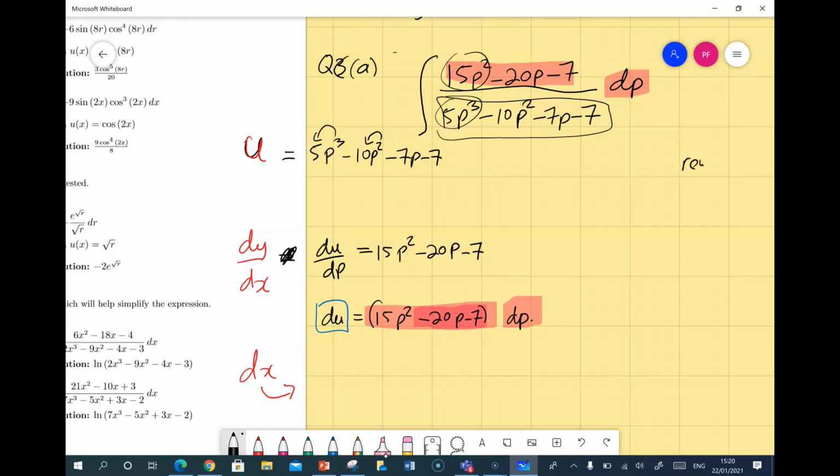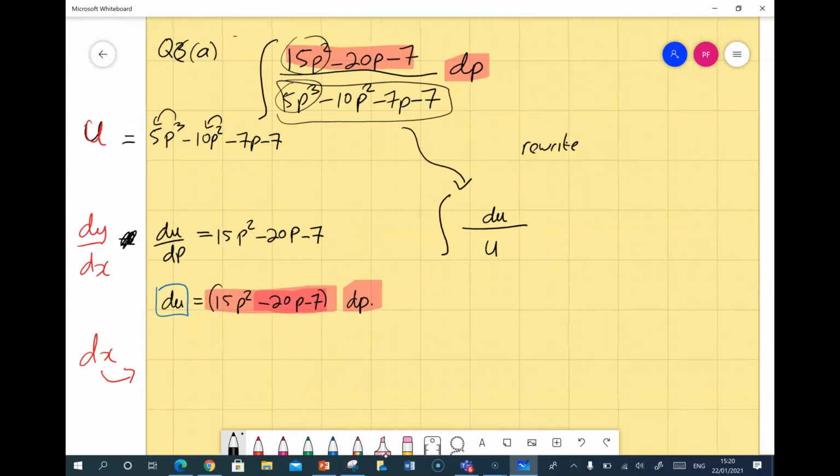So now I do my rewrite. Nothing I need to bring outside this time. So the integral of. So I know my top line is going to be gone, but underneath here I have my u. So the top line is gone. I can replace 15p squared minus 20p minus 7 with just du. So you can write it as du over, and 5p cubed minus 10p squared minus 7p minus 7 is what I called u.